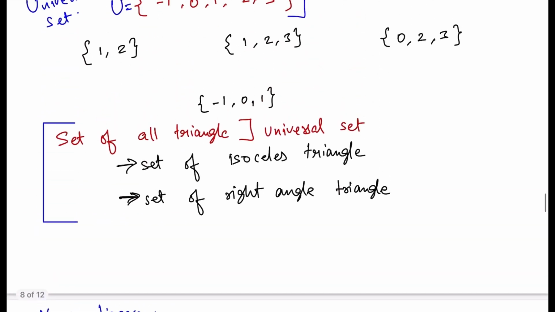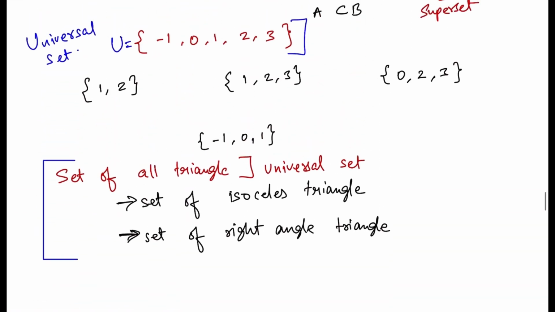Okay. Before that, I had to tell you something about the last topic, which was the universal set. I forgot to tell you that we use the capital letter U to denote a universal set. To denote any universal set, we use only the capital letter U.